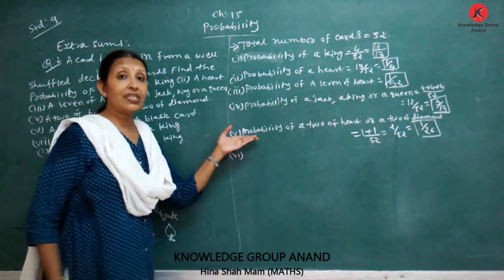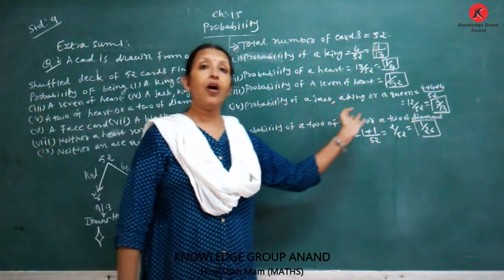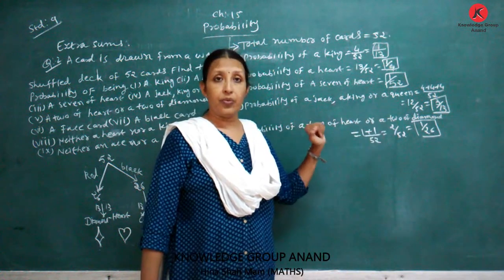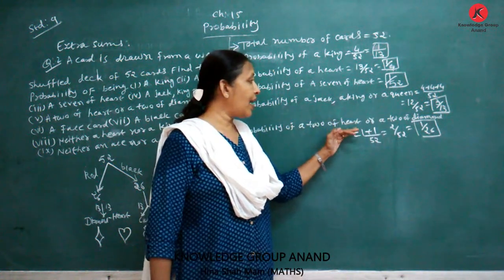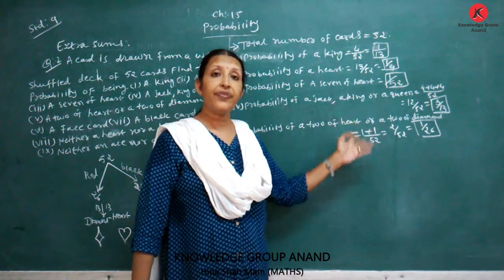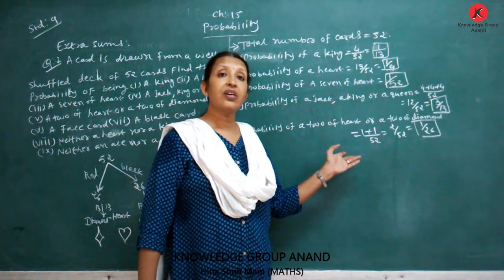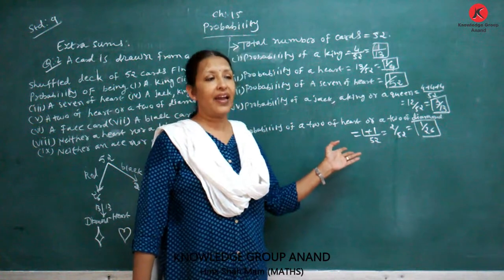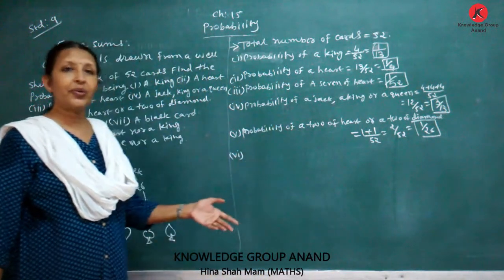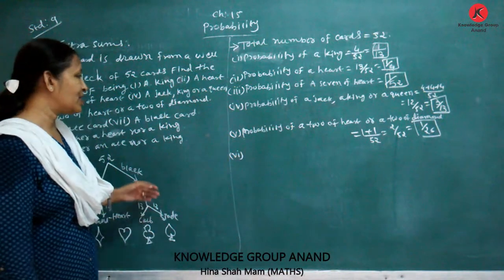Otherwise, the equation is like this. Probability of finding a red color 2, then it is heart and diamond, or a black color 2. Therefore, it is spade and club. 2 by 52 is equal to 1 by 26.